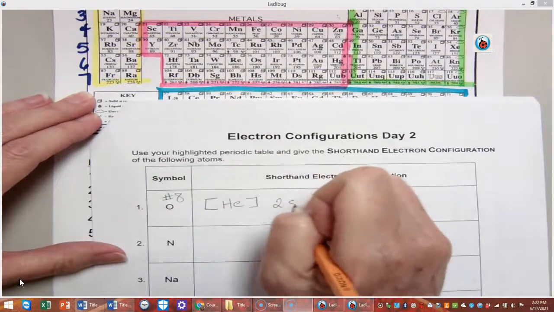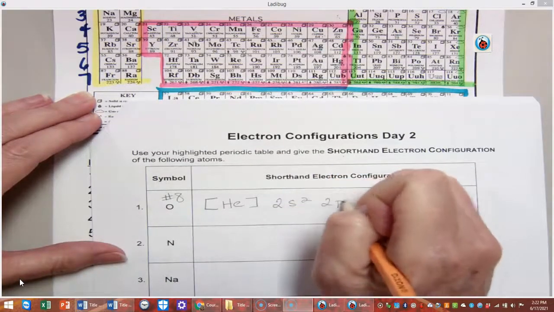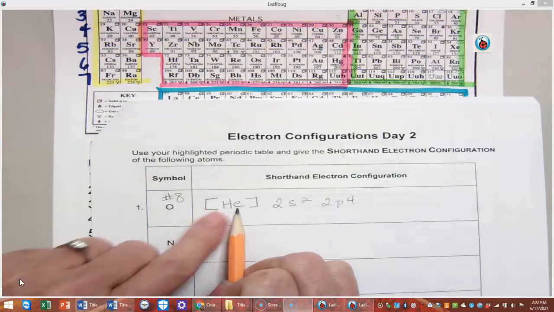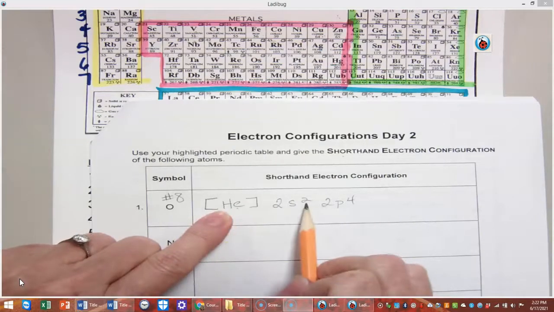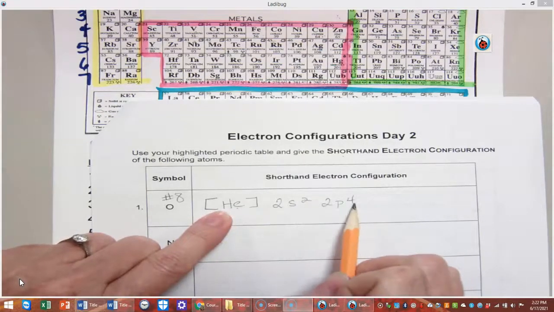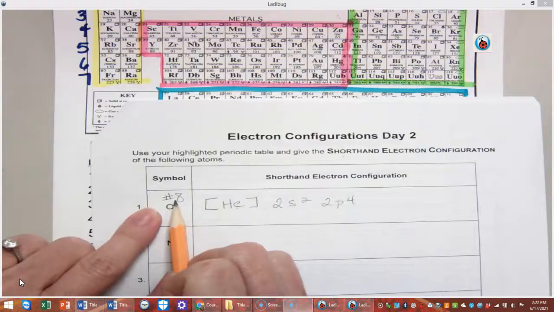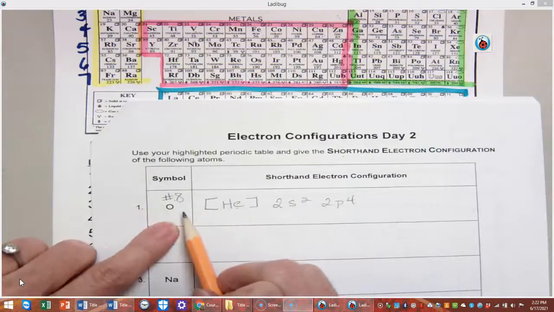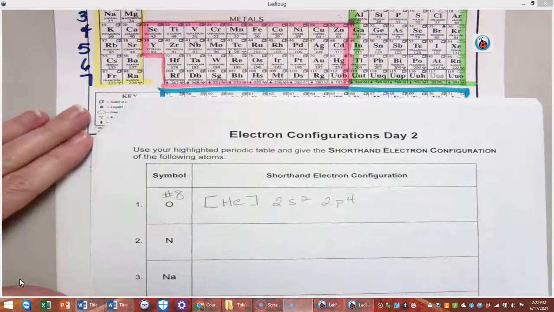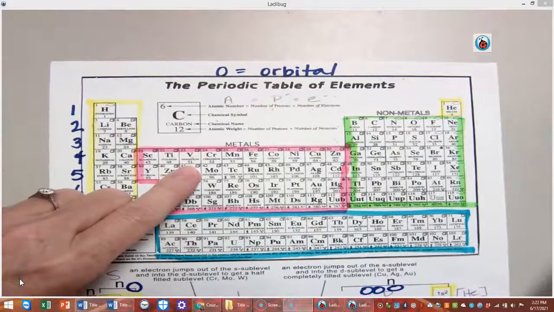So 2s2, 2p4. This helium represents 2 electrons, plus the 2 here, plus the 4 here. I'd add that all up, that equals 8. But that doesn't save me a lot of time in these lower ones. But let's look at something higher. Let's look at this vanadium right here.